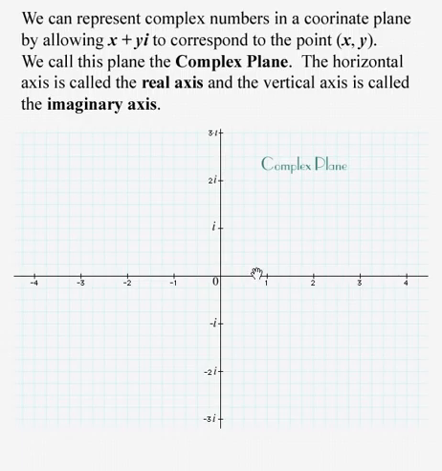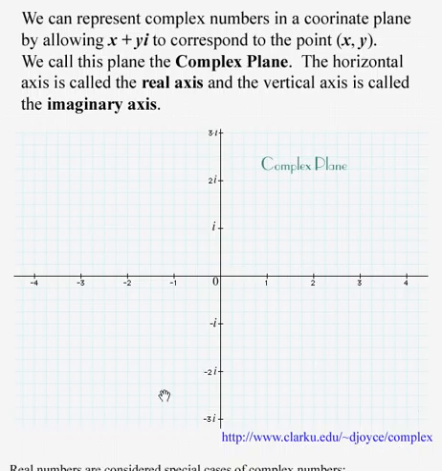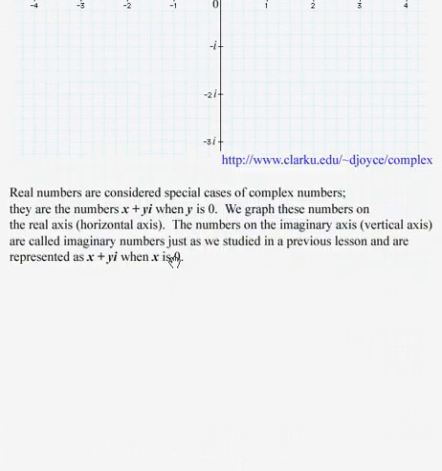So here's what the complex plane might look like. Real numbers horizontally, imaginary numbers vertically. And this is thanks to Dr. Joyce and his website for this information, since again it was not in our textbooks. Now we need to consider a few things here before we graph. Real numbers are just special cases of complex numbers. It's x plus yi, where the coefficient y of the imaginary term is 0. And we can graph those on the real axis, which is the horizontal axis.